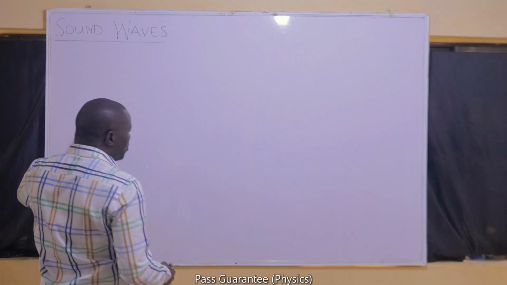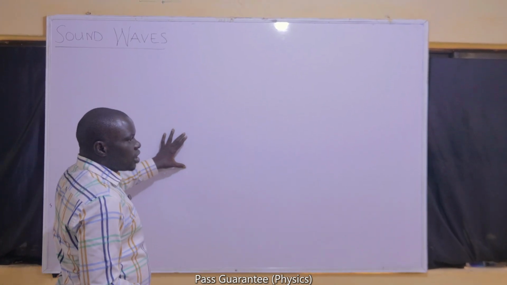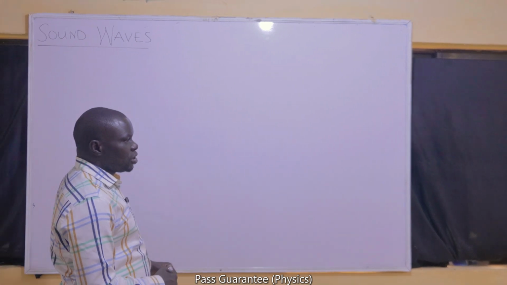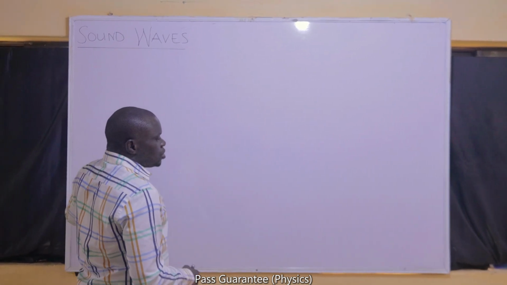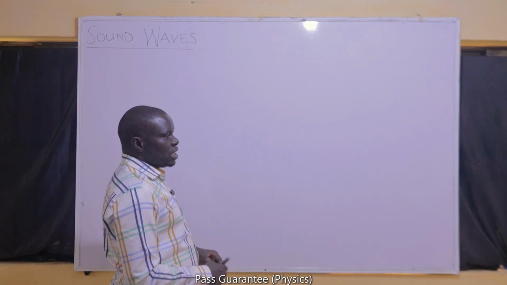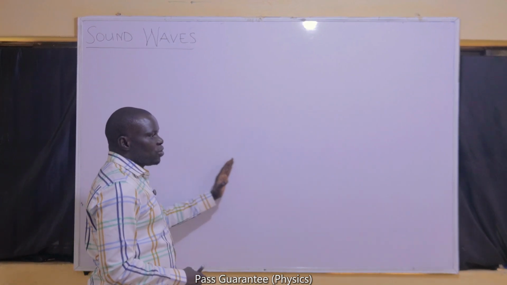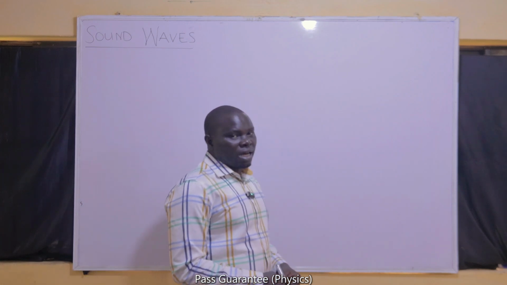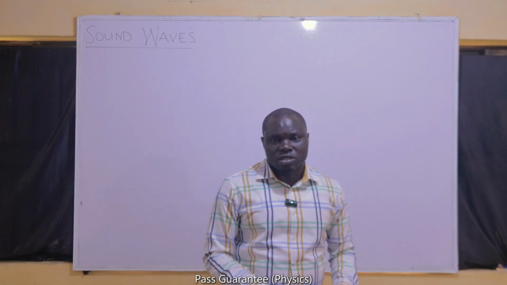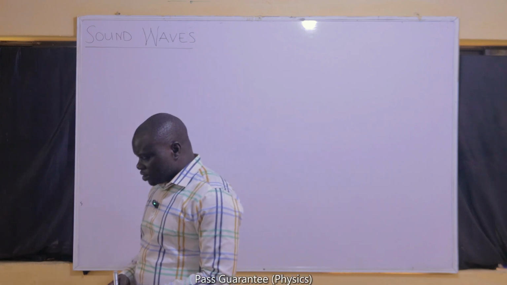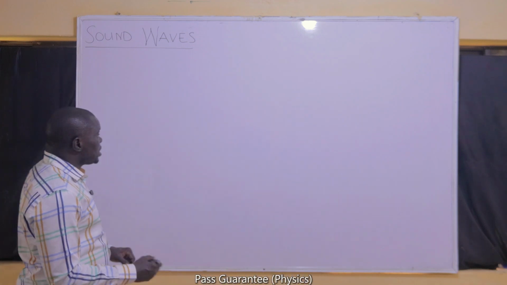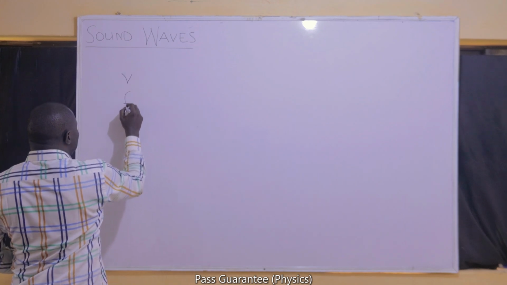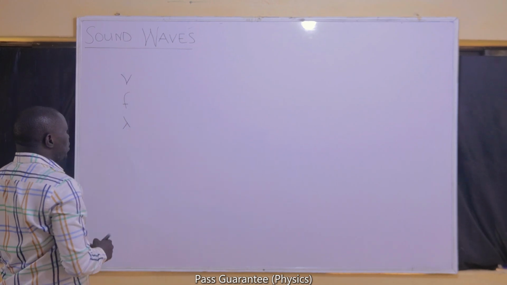Sound, being longitudinal, propagates itself as a series of rarefactions and compressions. Anytime sound has to propagate itself through air, it will go through air in the form of compressions and rarefactions. As a wave, we expect sound to have a velocity. We also expect sound to have frequency, and we expect sound to have wavelength.